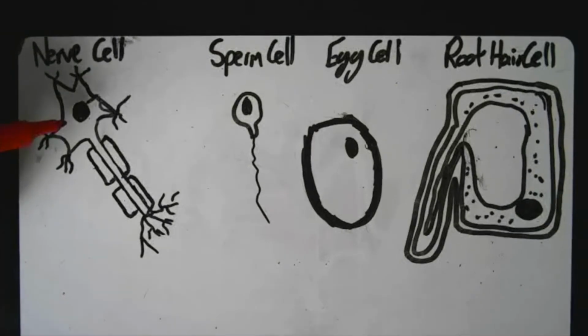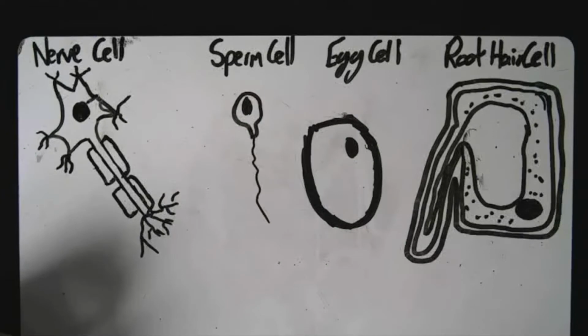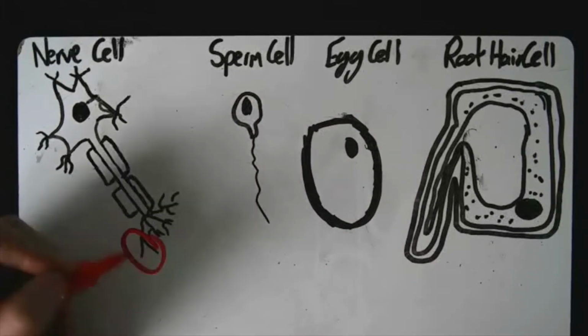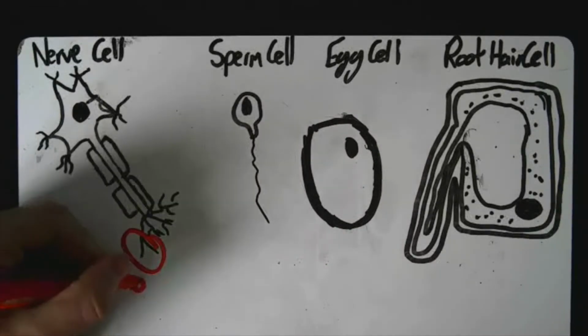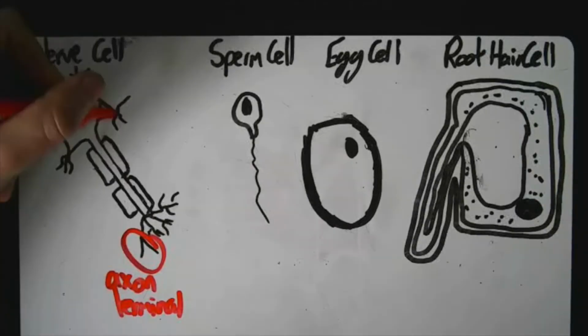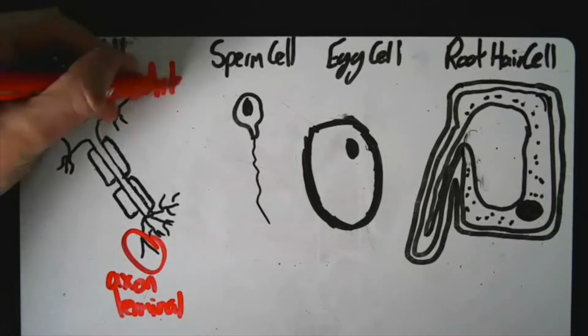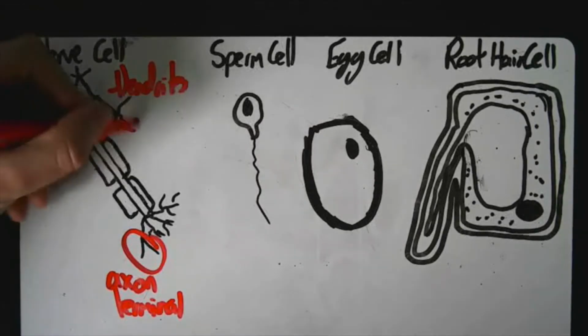The nerve cell is a long and thin structure which has connections at each end where it can join to other nerve cells. At this end, they're called the axon terminal, and at the other end, they have dendrites. What we see here at the top is the nucleus.